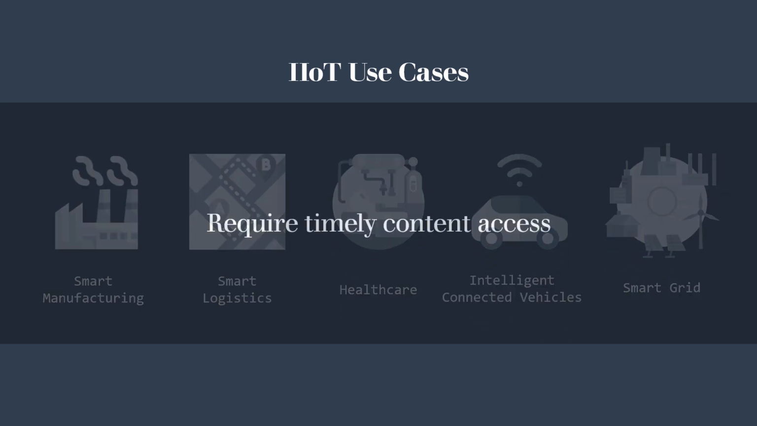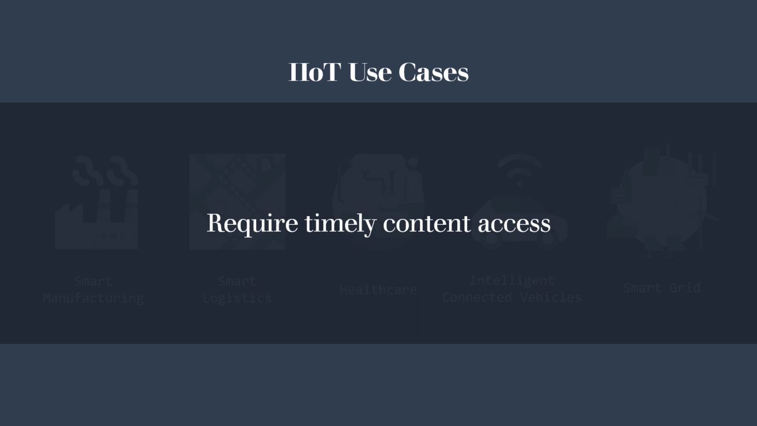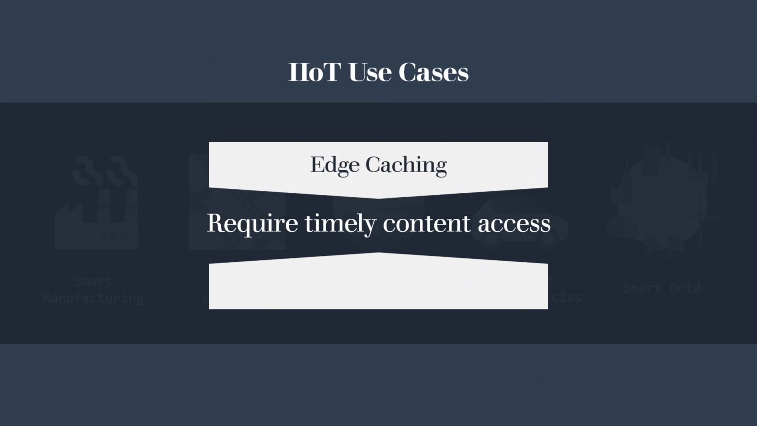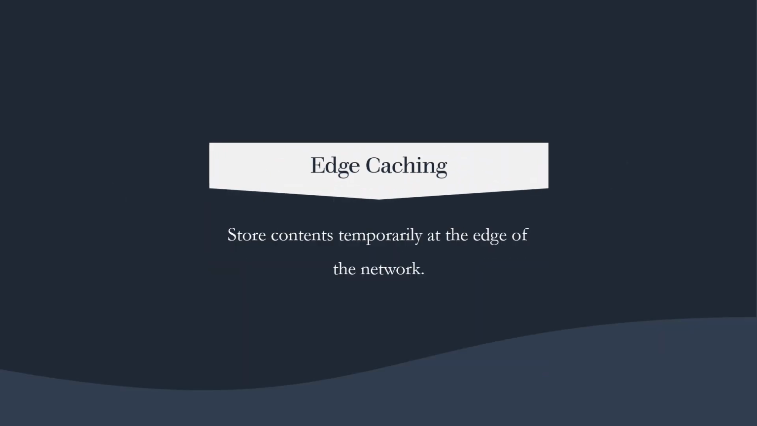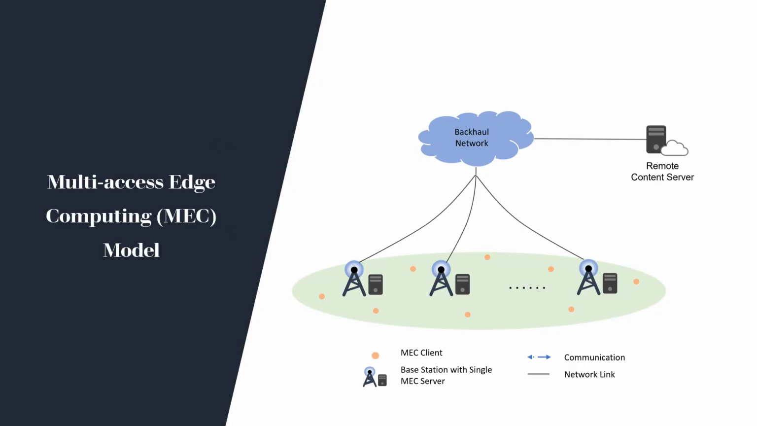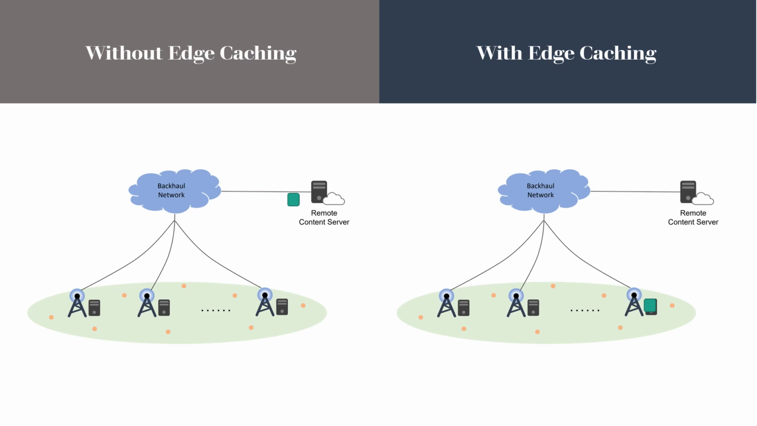Needless to say, all these use cases require timely, if not near real-time, content access. This is where edge caching comes into play. Edge caching is to store contents temporarily at the edge of the network. With reference to this edge computing model known as multi-access edge computing, or MEC, we can see that edge caching allows end users to retrieve certain contents from nearby MEC servers. This reduces latency of content access.